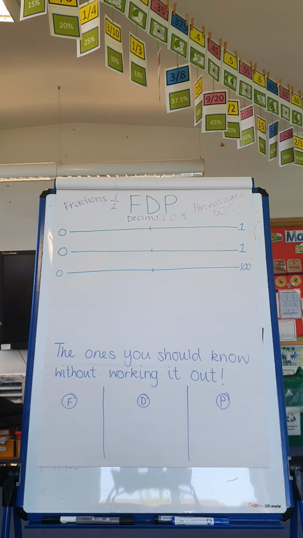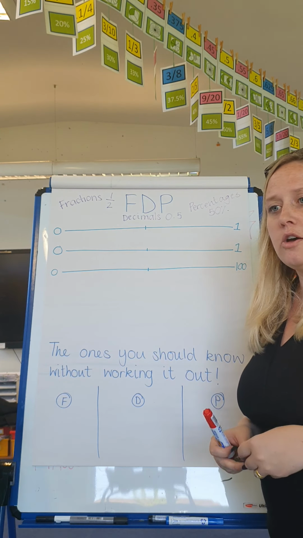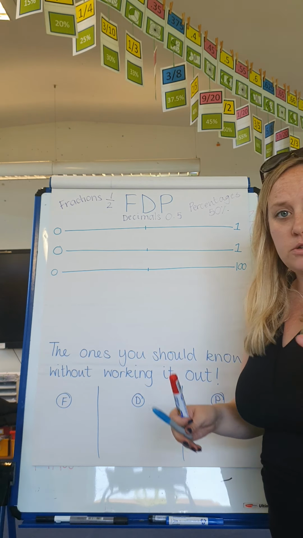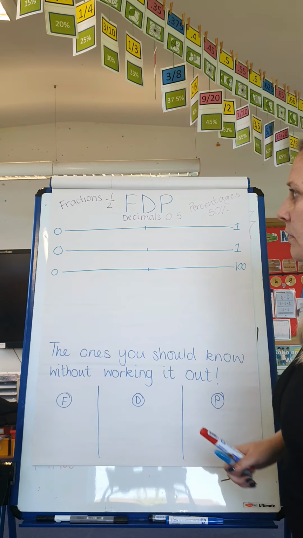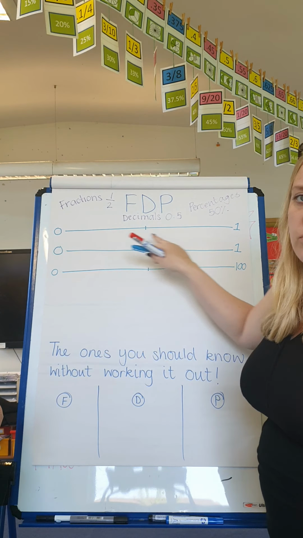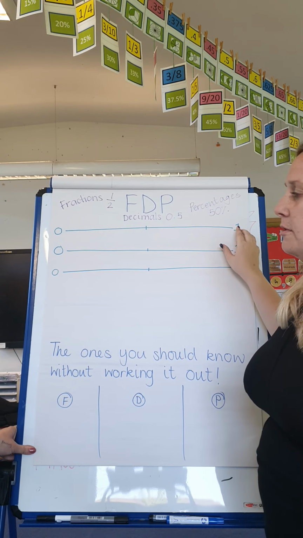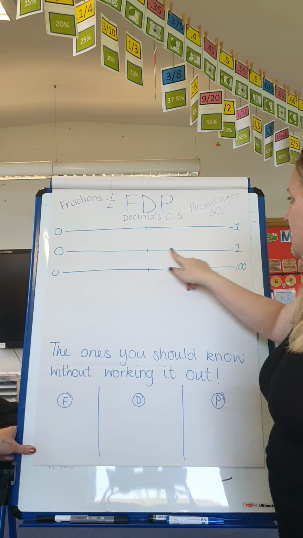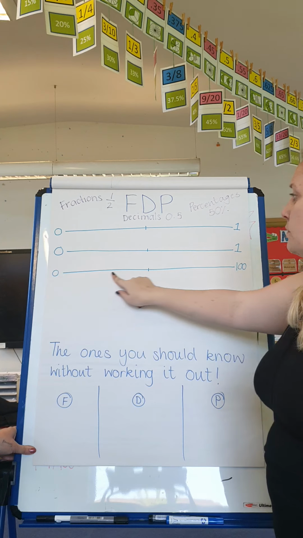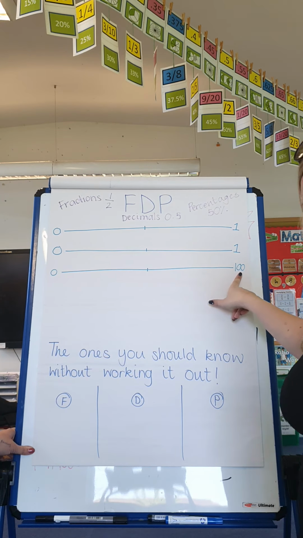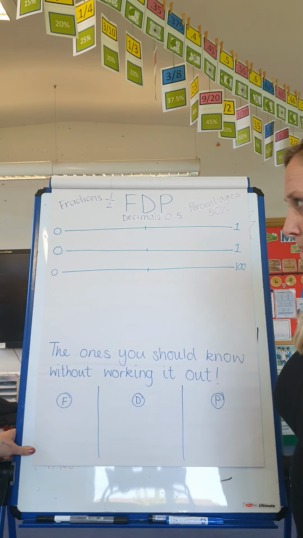Right, fractions, decimals, percentages. This is blowing your minds. So we're going to try and unpick it for you a little bit. The first thing we've got here is I've got 3 number lines. The top one is between 0 and 1. This is going to be my fractions. This one's my decimals, 0 and 1. And then this one's my percentages, so that's between 0 and 100. Because percent means out of 100.